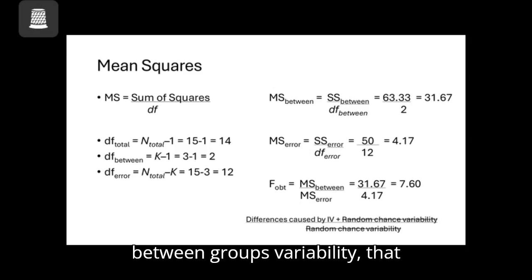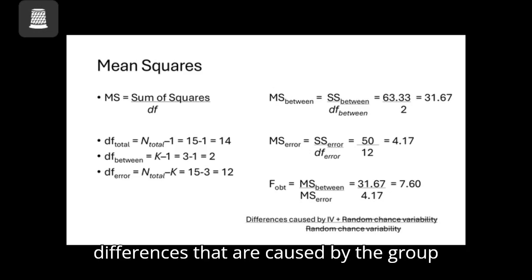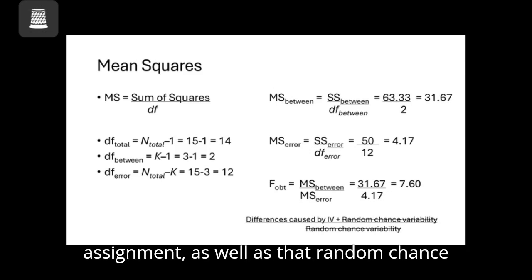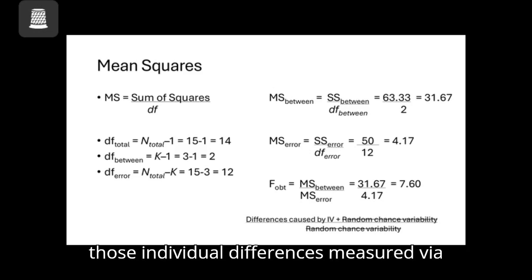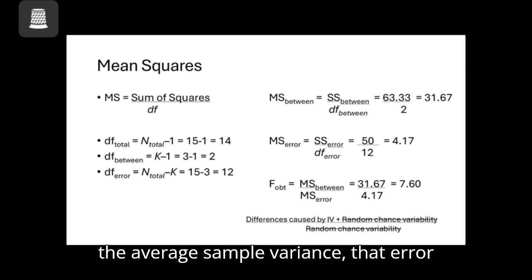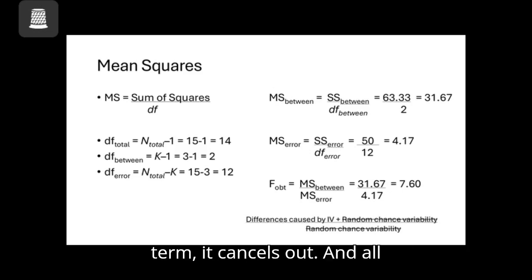Remember that our between groups variability, that numerator, does include both the differences that are caused by the group assignment, as well as that random chance variability due to individual differences. But because we also have those individual differences measured via the average sample variance, that error term, it cancels out. And all that we're left with is the between groups differences. Now, all we have to do is go to our F table, use the between and error degrees of freedom, and find that critical value to determine whether or not to reject the null.